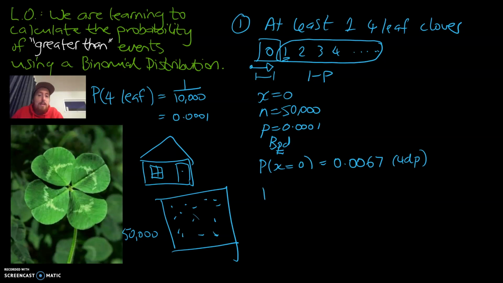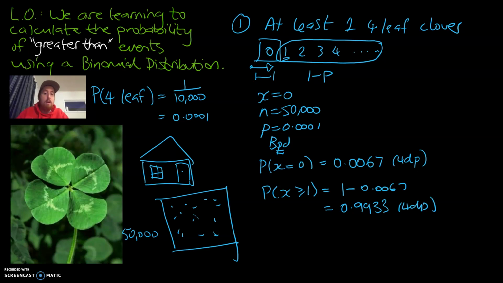So what that means is the probability of finding one or more would be 1 minus that probability. And that would become 0.9933. And that number was rounded to 4dp. So in all likelihood, I'm not really lucky. I'm just dealing with probabilities. I'm probably going to find a four-leaf clover in that 50,000 clover garden.